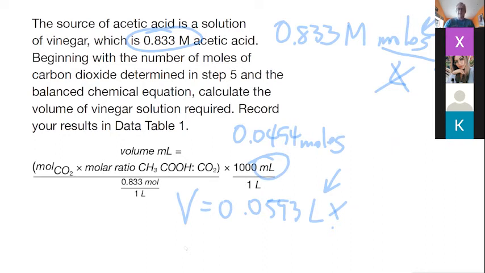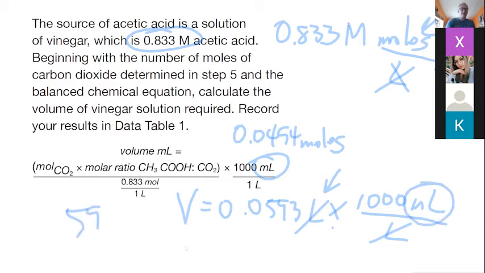Right, exactly. So I want milliliters, I don't want to get rid of liters, so I put liters on the bottom. I'm left with milliliters. And so that's 59.3 milliliters, or mils, as we normally shorten that. So that's how much vinegar we're going to need: 59.3 mils of vinegar.